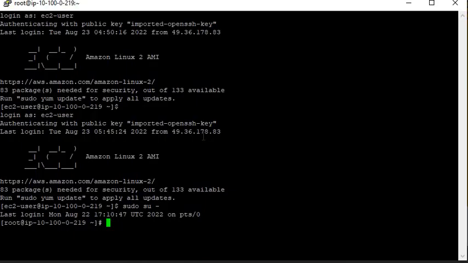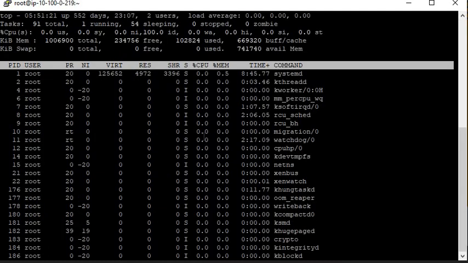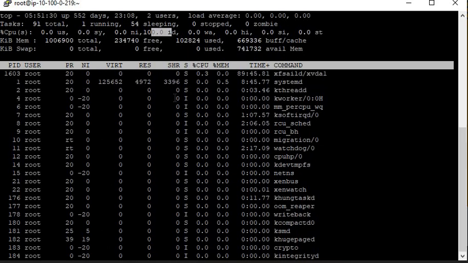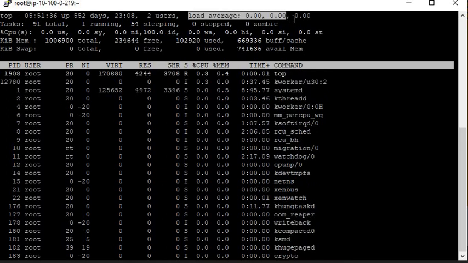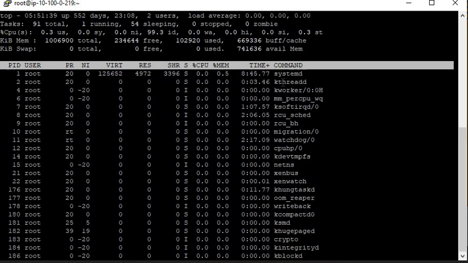So if you want to check the CPU utilization, you just need to run the command top, and here you can see the percent of CPU used by the user, by the system, and how much is idle. In my system there is no application running, so it is showing 100% idle, and this is the load average 0 0 0. Let me show you another machine.